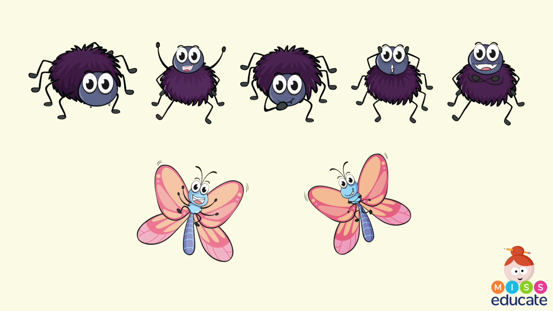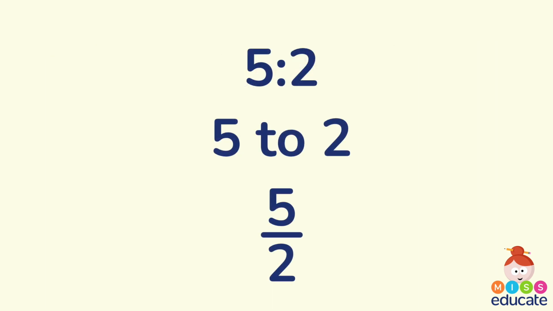How many spiders can you see in this picture? We've got 1, 2, 3, 4, 5 spiders. And how many butterflies do we have? We have 2 butterflies. So our ratio here of spiders to butterflies is 5 to 2. And there we see 5 to 2 represented in all those different ways.